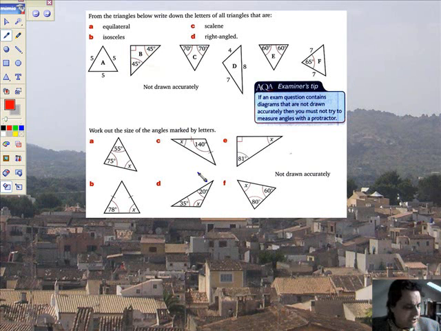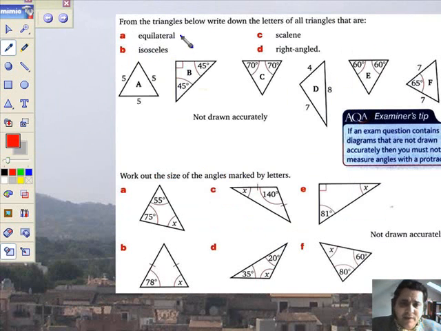Right, hello. Section 2.5, dealing with angles and triangles. Again, very basic Key Stage 3 knowledge about to come your way. Revise these with me. Equilateral triangle: all angles the same, 60, 60, 60, all sides the same.